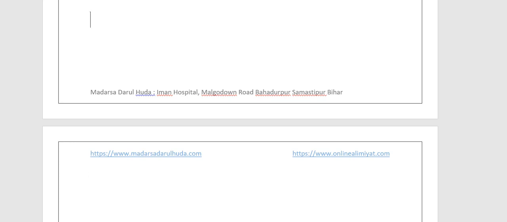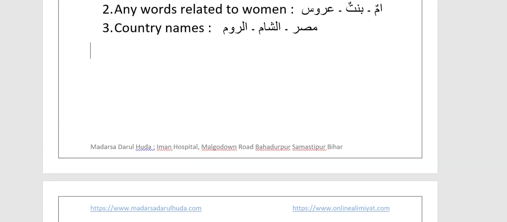So what we understood so far? Types of ism based on gender. There are two types of ism, muzakkar and muannas. Muannas then divided into two parts. First part is muannas qiyasi, a muannas which does have one of the signs of muannas in the word, and muannas simai, which does not have any sign of muannas. We have to memorize it.